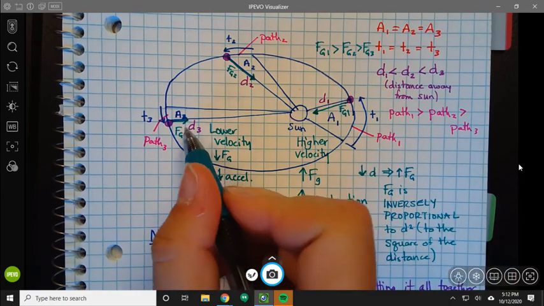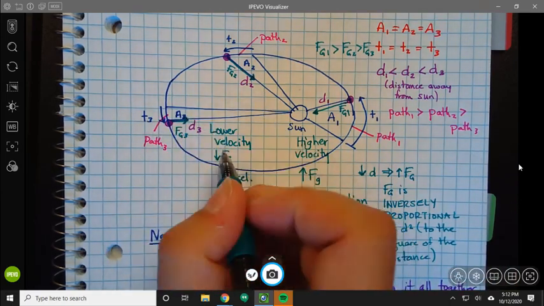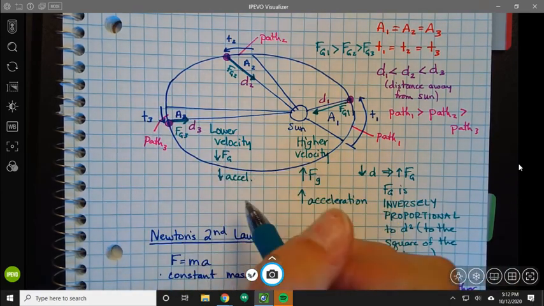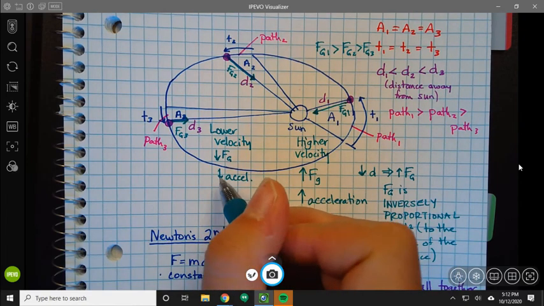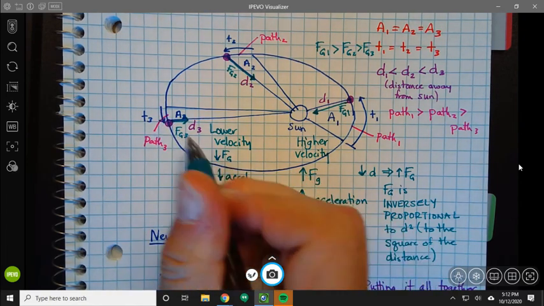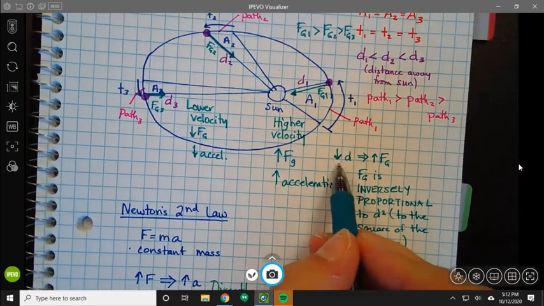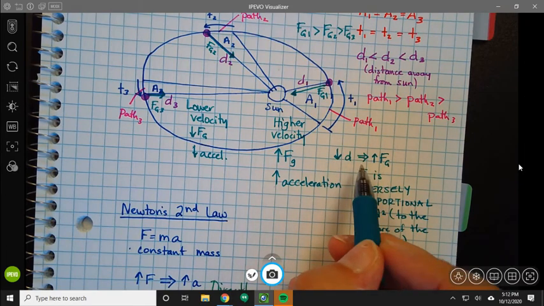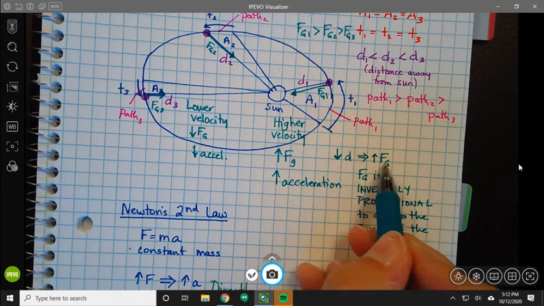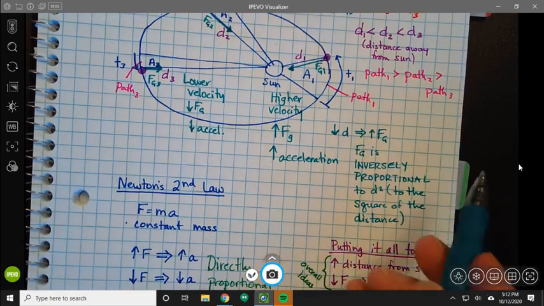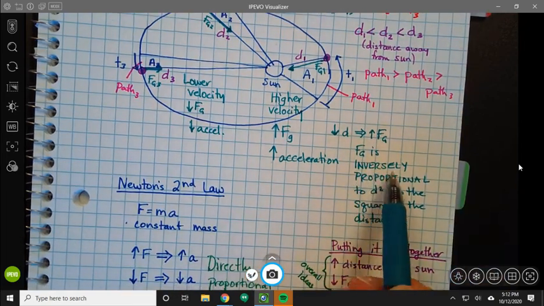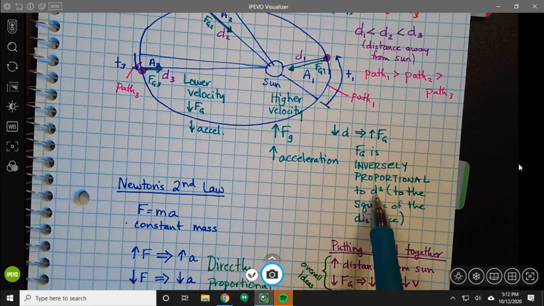Okay. Over here, we have a lower velocity and a lower force of gravity, and that's going to give us a smaller acceleration. So that's going to result in this planet not traveling very fast here. So how do we know this distance and force relationship? Well, we know that the force of gravity is inversely proportional to the distance squared, or to the square of the distance.